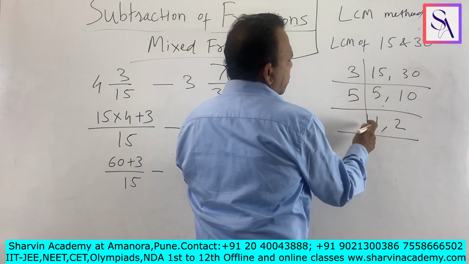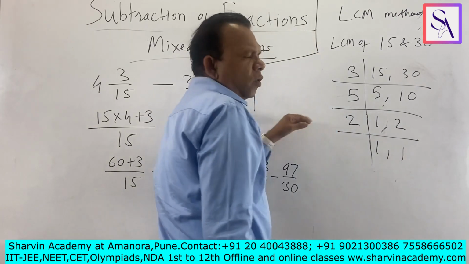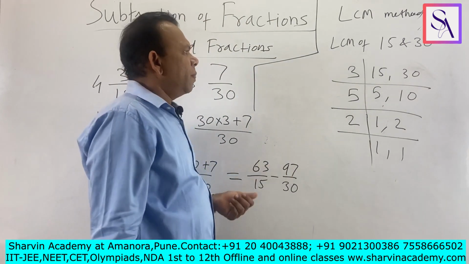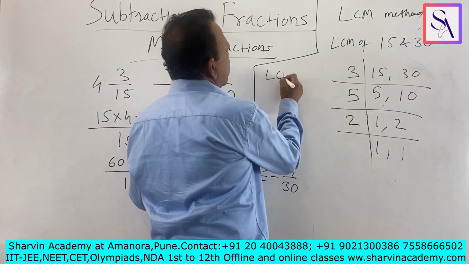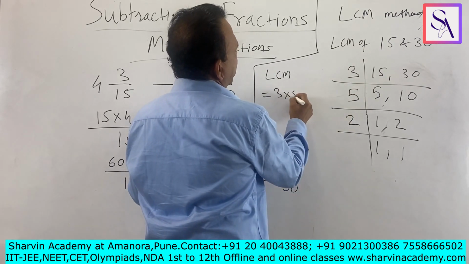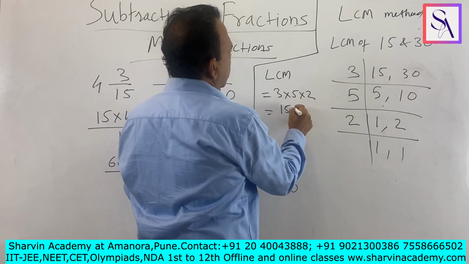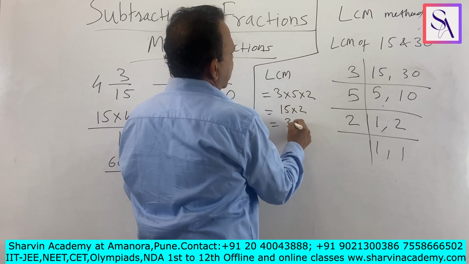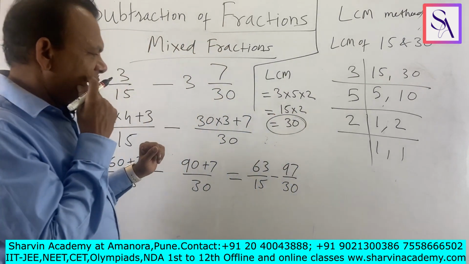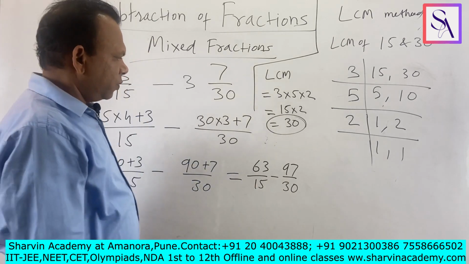Then 2 balance. So 1, 1. So now you learn about LCM method, right? So no need to explain again and again. So what is the LCM? 3 into 5 into 2, 3 into 5 into 2, 15 into 2, that is 30. So LCM is 30. So we need to bring 30 here, right, to make denominator same.